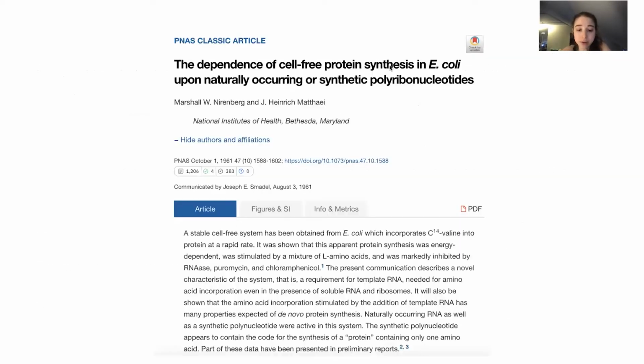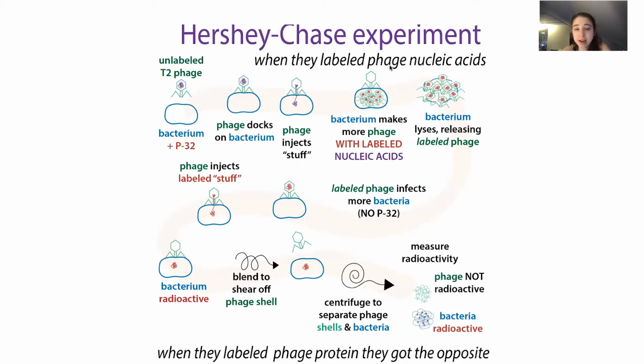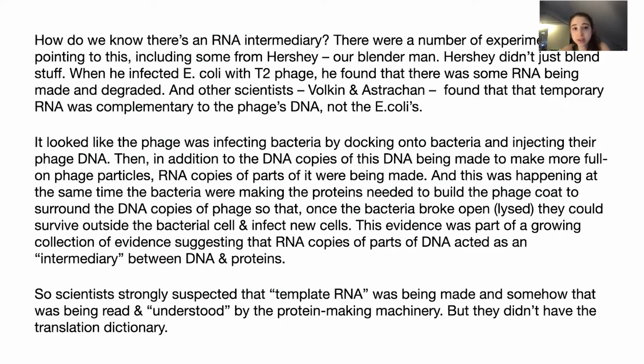Some of it came from Alfred Hershey, the same Hershey-Chase experiment guy, who showed with Martha Chase that if they labeled the nucleic acid of bacteriophages, these viruses that infect bacteria, the labeled nucleic acids would get into the bacteria and the bacteria would get infected, and it was this genetic information coming from the nucleic acid instead of the protein. But he also did some other experiments. For example, when he infected E. coli with the T2 phage, he found that there was some RNA that was actually made and degraded.